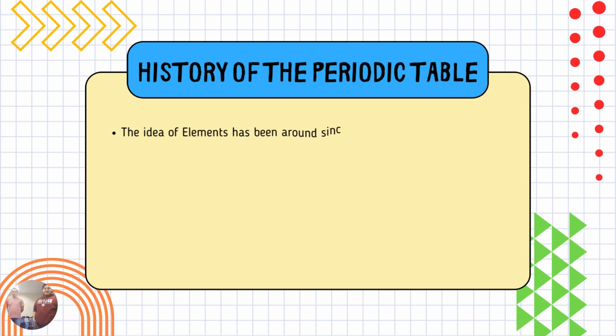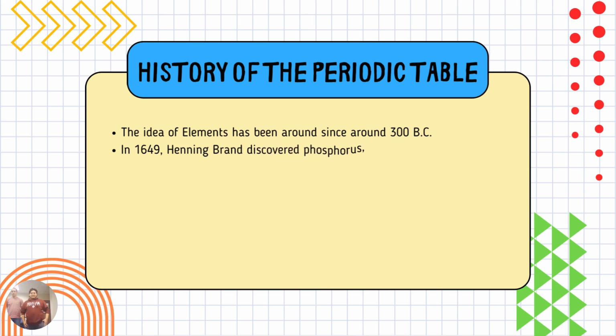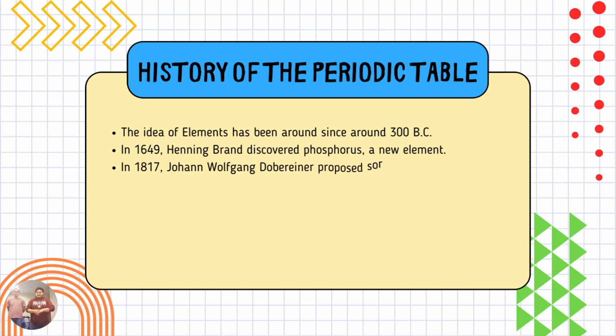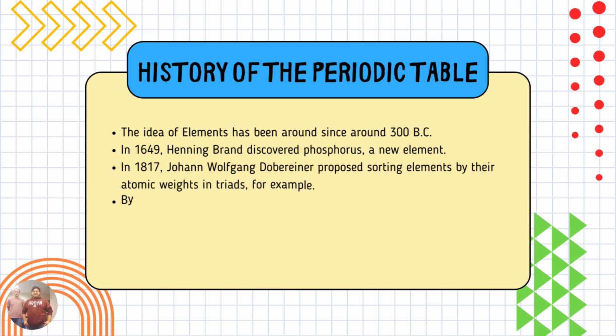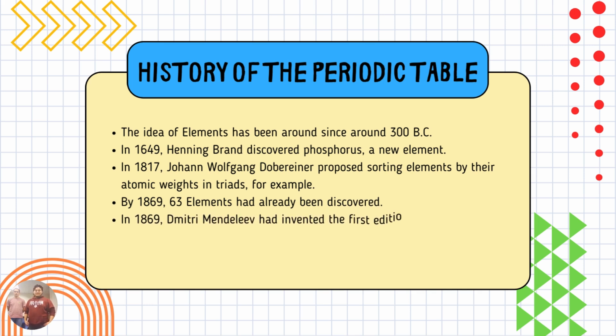The history of the periodic table. The idea of elements has been around since 300 BC, and in 1649, Henning Brand discovered phosphorus, a new element. In 1817, John Wolfgang, I'm not saying that last name, proposed sorting elements by their atomic weight and triads.